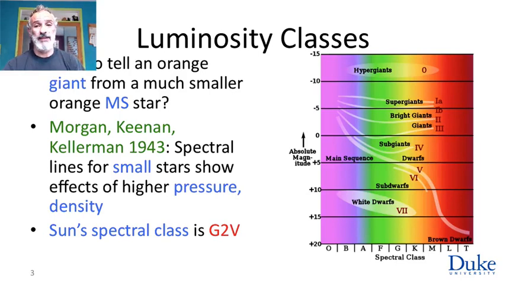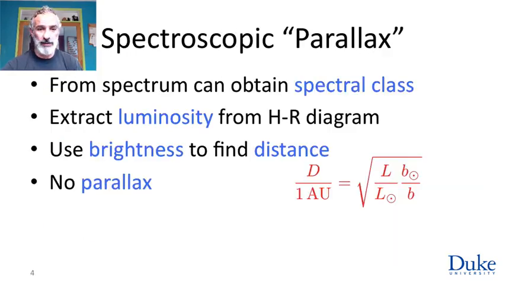So now that we know how to distinguish, just by looking at the spectrum, the position of a star on an HR diagram, we now have a great idea: something called spectroscopic parallax. I warn you, it has nothing to do with parallax. What is spectroscopic parallax? It's a way of determining a star's distance just from looking at the spectrum.